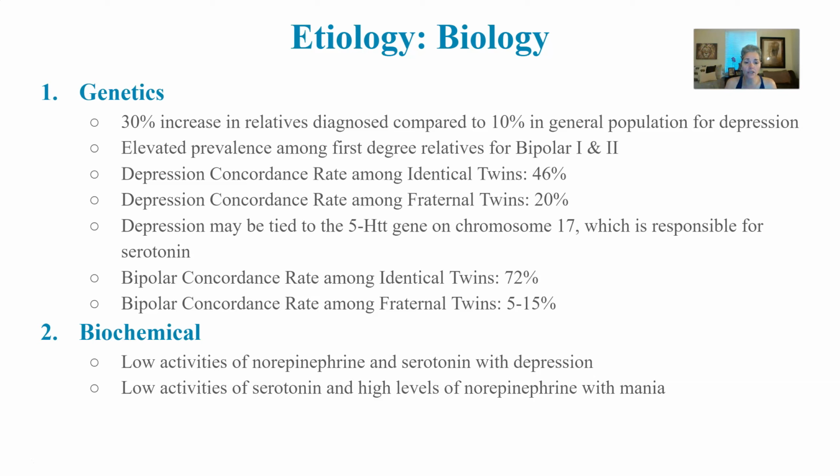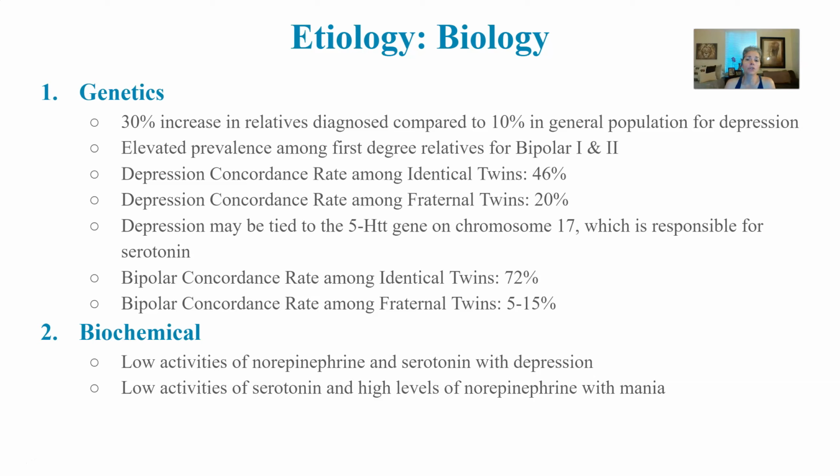And for depression, identical twins have a 46% concordance rate. In other words, 46% of the time one identical twin has depression, the other twin has it too. For fraternal twins, it's only a 20% concordance rate. So when one fraternal twin has it, 20% of the time the other twin has it too. We have identified the 5-HTT gene that might be a factor in depression due to its relationship to serotonin. And we know that bipolar has a stronger concordance rate among identical twins than fraternal twins. And so bipolar actually might have more evidence for a genetic influence than depression.